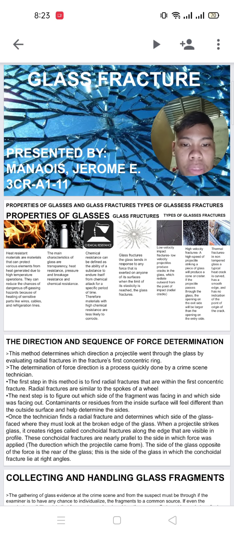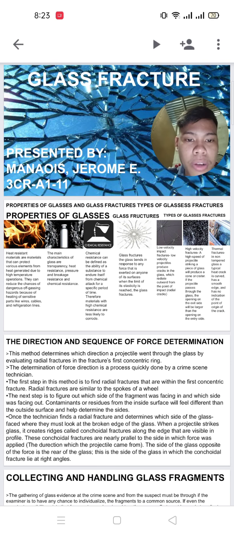The main characteristics of glass are transparency, heat resistance, pressure and breakage resistance, and chemical resistance. And the last, chemical resistance, can be defined as the ability of a substance to endure itself from chemical attack for a specific period of time. Therefore, materials with high chemical resistance are less likely to corrode.